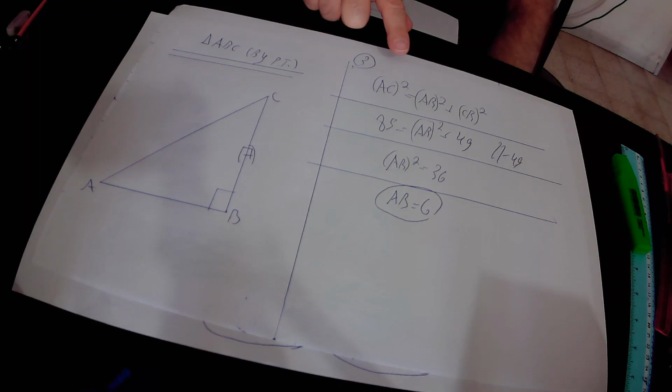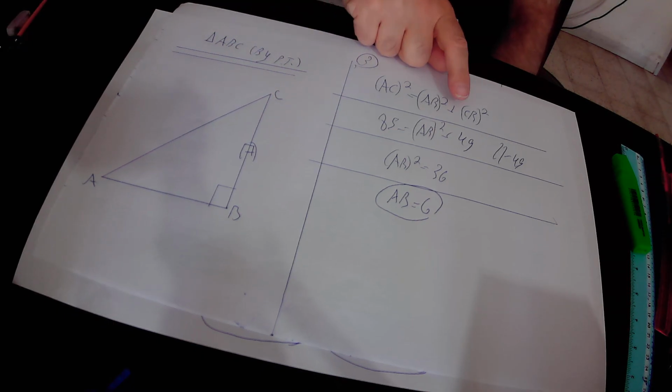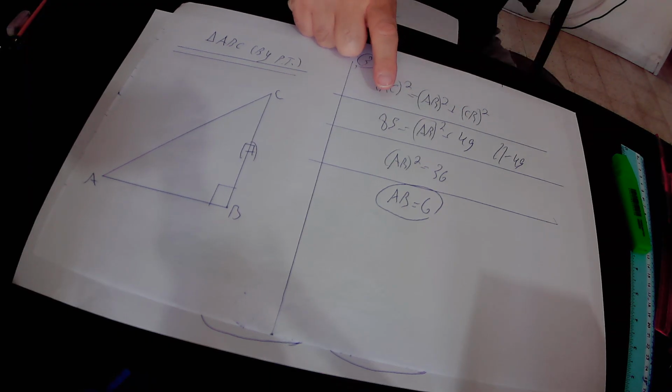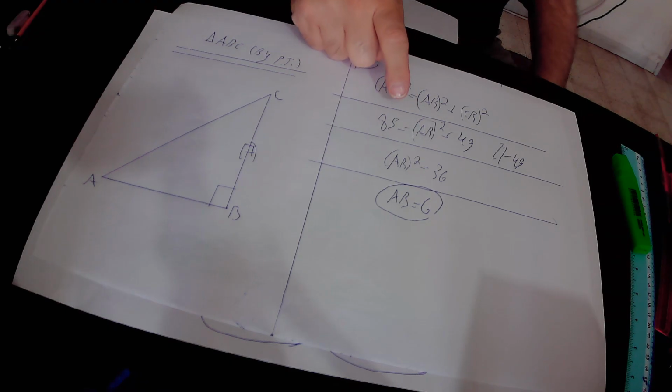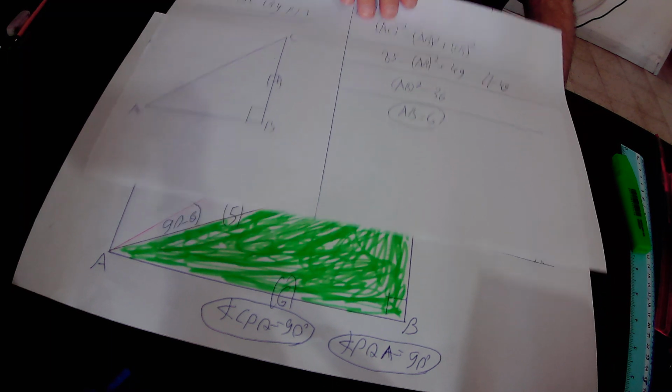AC square is 85, and it equals AB square. AB is the missing side, so we leave it as it is, plus CB square. CB is 7, therefore CB square is 7 square, that is 49. So we found out that 85 equals AB square plus 49. Here we subtracted 49 from this equation, and finally found out that AB square equals 85 minus 49, which is 36. So AB square equals 36. Taking the square root, AB equals the square root of 36, that is 6. So AB equals 6.